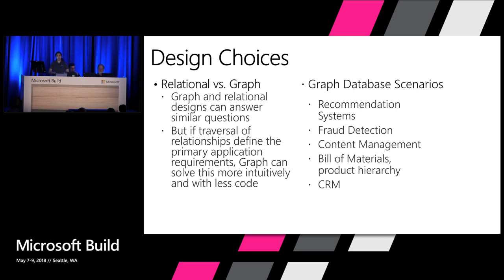And CRM for sales or marketing, where it is naturally a graph of people connected to each other and opportunities and accounts. And let's say people want to find the shortest path between two people who are working on a similar project or a similar account or opportunity. In those kind of scenarios, graph databases shine.